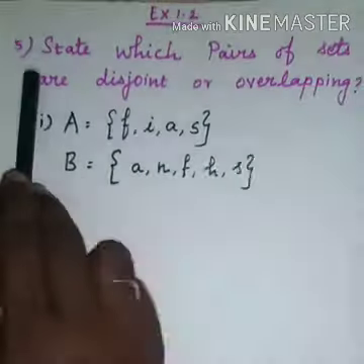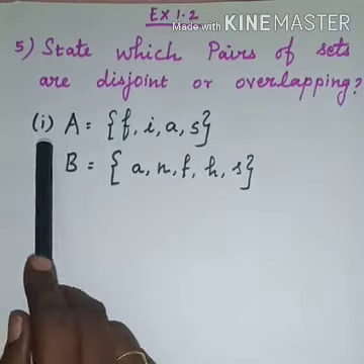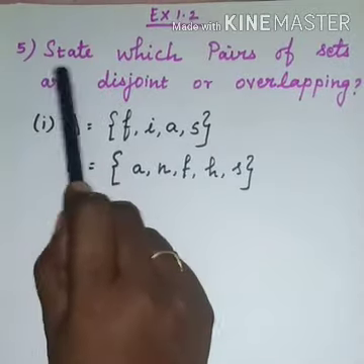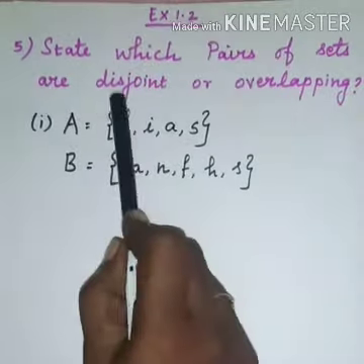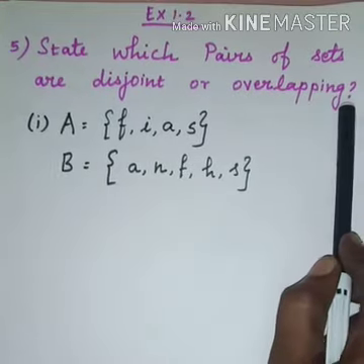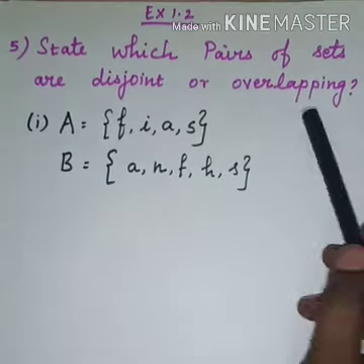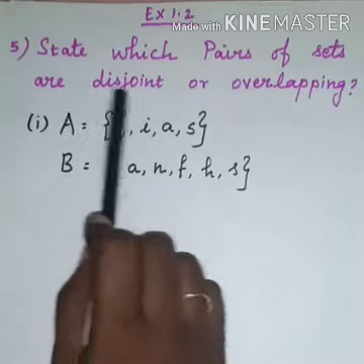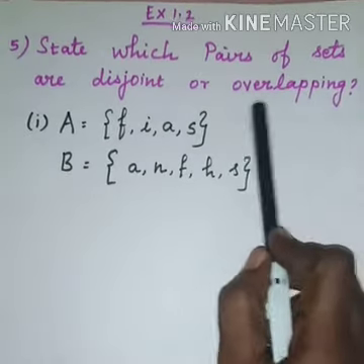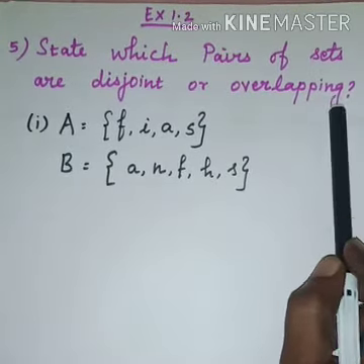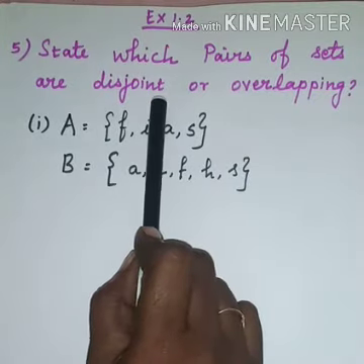Exercise 1.2, fifth sum, first subdivision. The fifth sum is to state which pairs of sets are disjoint or overlapping. We have already seen the definition of disjoint and overlapping sets. What do we mean by disjoint sets?